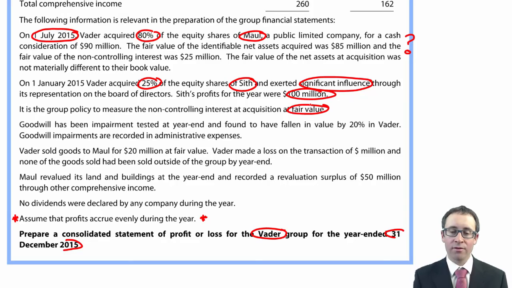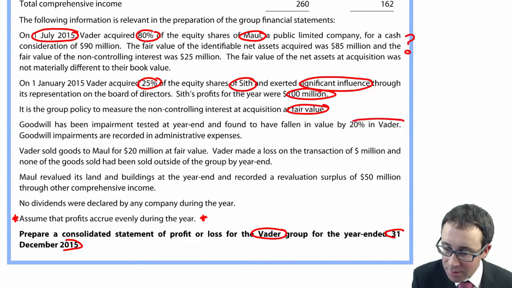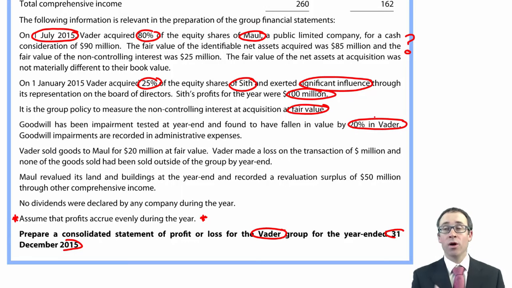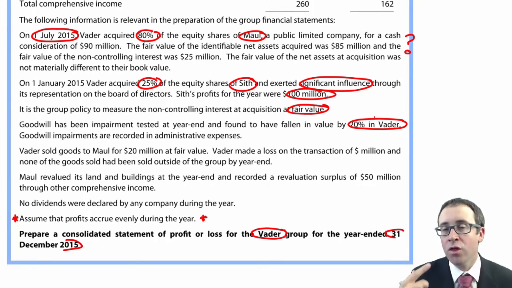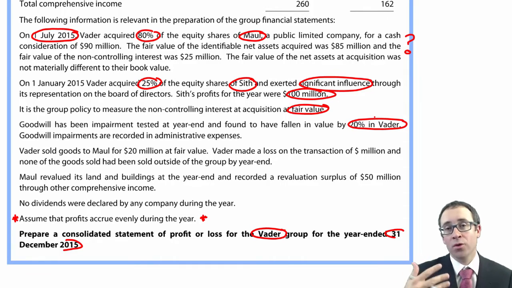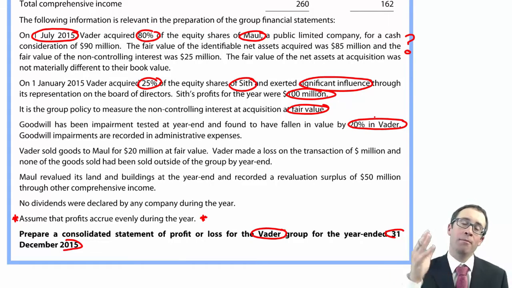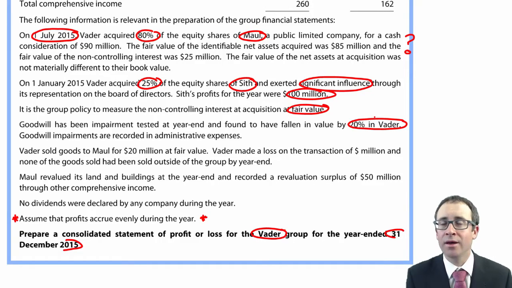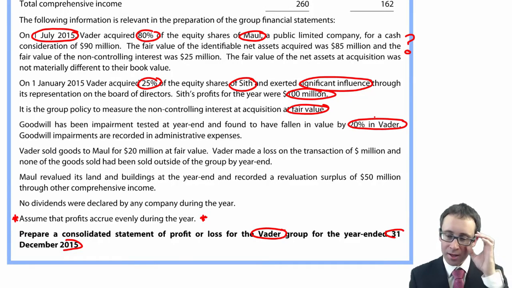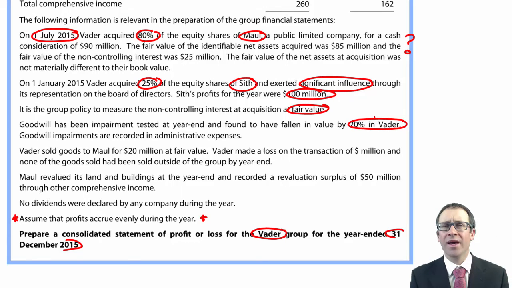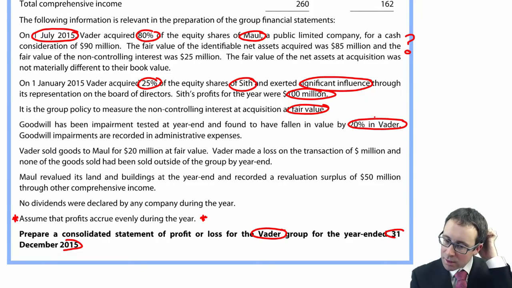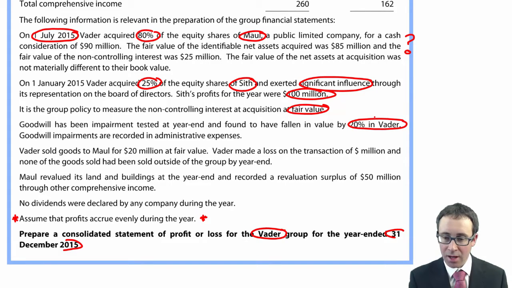And lo and behold, in the next paragraph, it says goodwill has been impairment tested and found to have fallen by 20% in Vader. So in order to work out that impairment, we will need to know what the goodwill is. Because then once we've got the goodwill, we can work out the impairment, and then we can put the impairment in the group statement of profit or loss. Okay, so there's method to the madness, isn't there? We're going to have to actually work out the goodwill, even though it appears a little bit alien from a profit or loss perspective. We're going to calculate it to help us work out the impairment in the goodwill that goes into profit or loss. We then got bits and pieces.